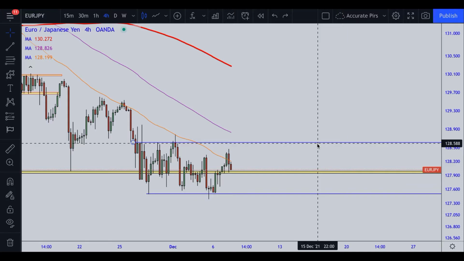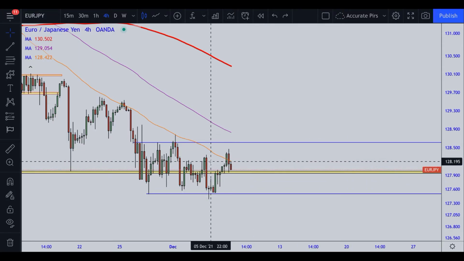Yet again, this is just a waiting game. Patience. I don't see any reason to jump in right now. Where the market is, probably not a good place to buy.